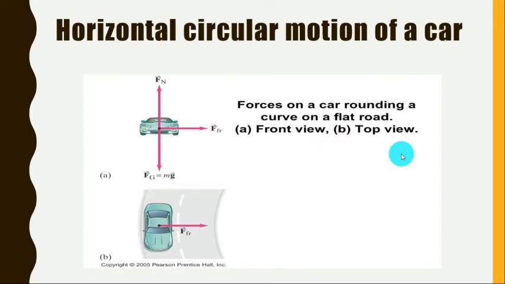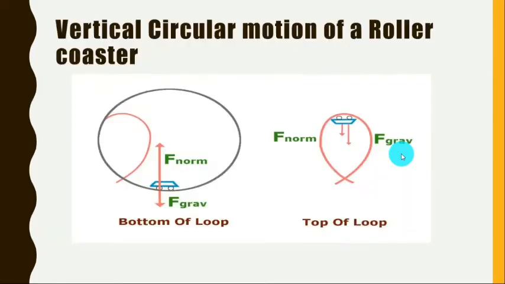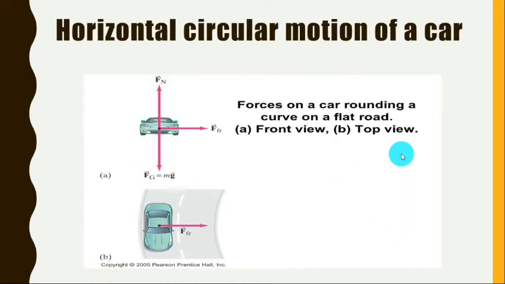The third case, we have horizontal circular motion of a car. So if I have a car, now in the first two examples we are talking about vertical motion. Cars, for sure, are moving horizontally in a circular path. So you have a road, a curve, and a circular path, and the car is moving on this road. So what is the force that causes the car to move in a circular motion?